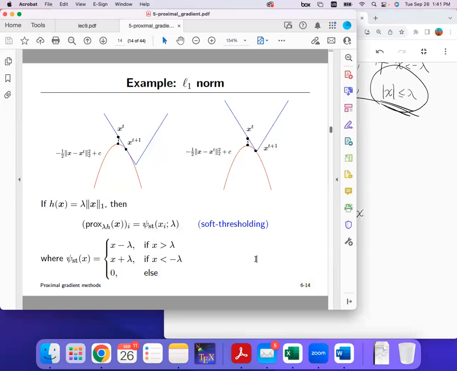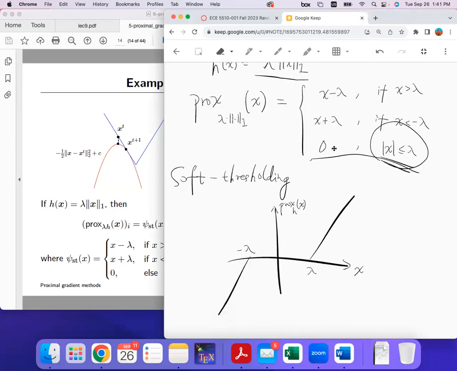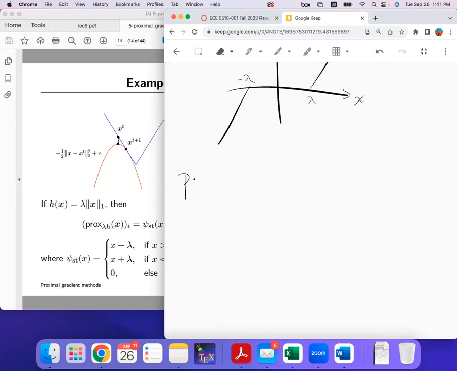Okay, and the question is, how do we derive this analytical form? Well, we simply follow the definition of the proximal operator. Let's look at this definition. By definition, it is the minimizer, argmin over z, of the squared norm of z minus x plus lambda times the L1 norm of z.